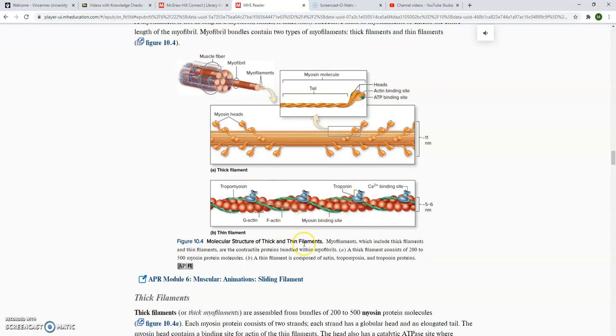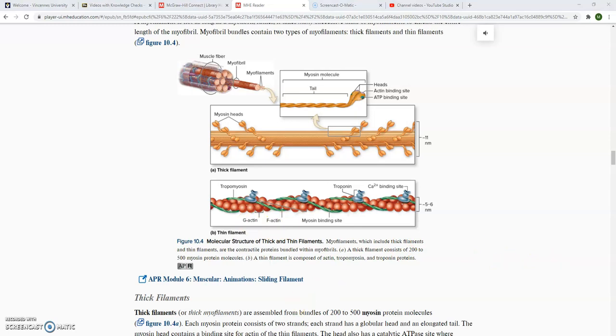So on this picture, you want to be able to identify actin, tropomyosin, troponin, and the myosin binding sites. There are a couple of other structures that are a little more specific, but don't feel like we need to know those to understand the physiology, so I don't ask those specifically.